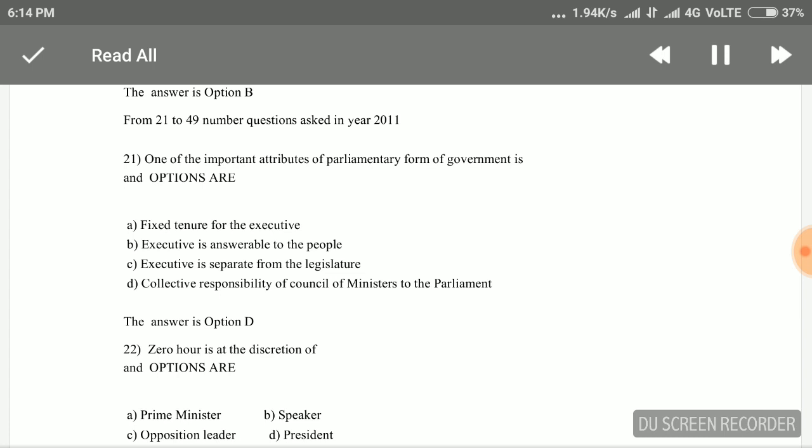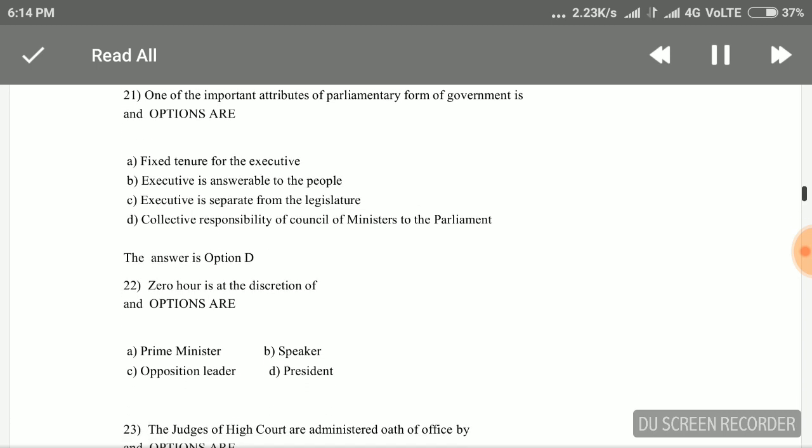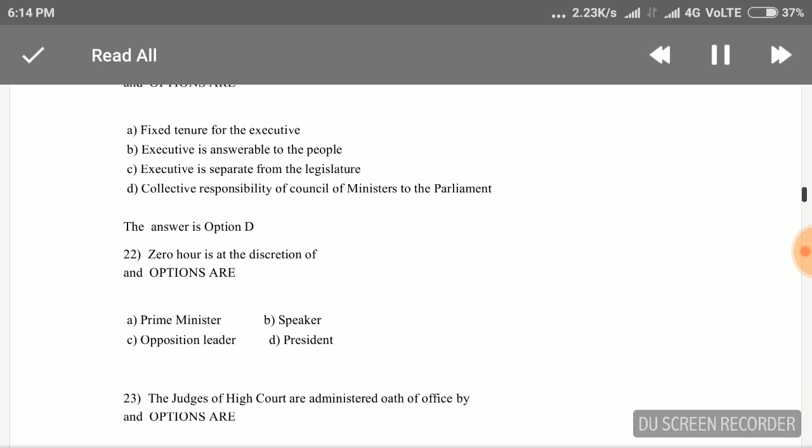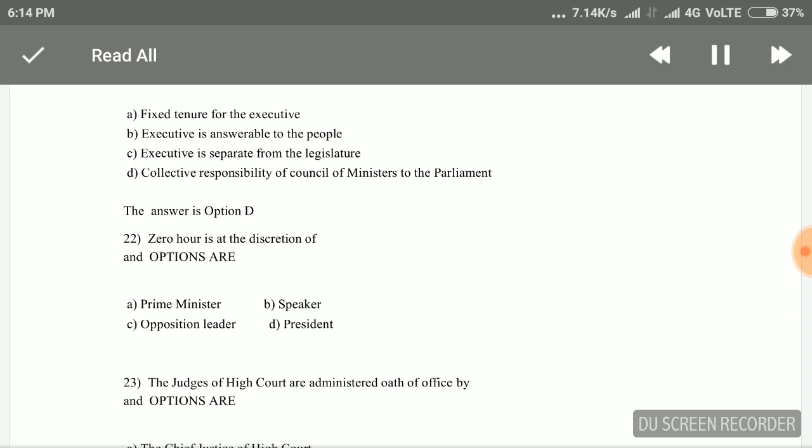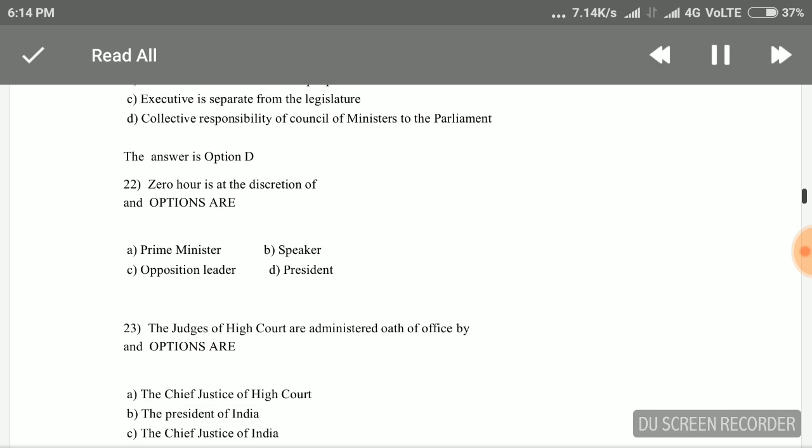22. Zero hour is at the discretion of. And options are A. Prime Minister, B. Speaker, C. Opposition Leader, D. President. 23. The judges of High Court are administered oath of office by.